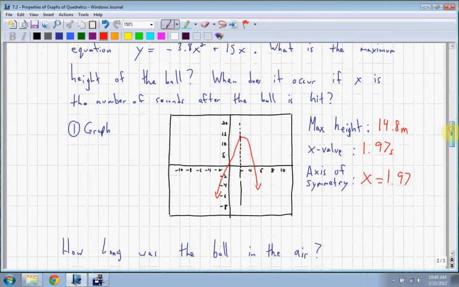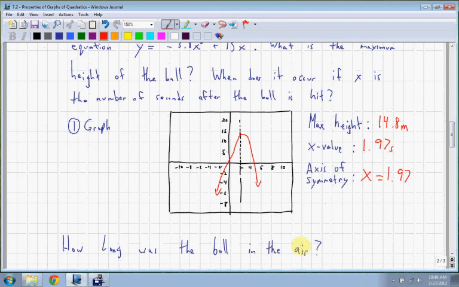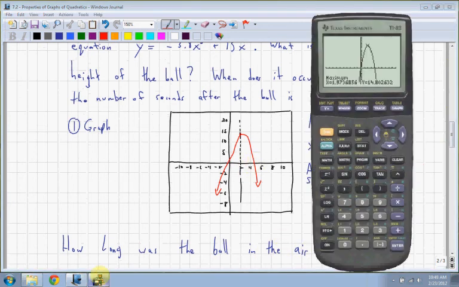Now, do I know that it cuts through at 5? Well, not really. And my last question here, how long was the ball in the air? We have to know exactly where it cuts through. So we have to calculate something else. So the next thing I want to do is go second function, calculate, and I actually want to calculate the zeros. The zero is where it crosses on the x-axis.